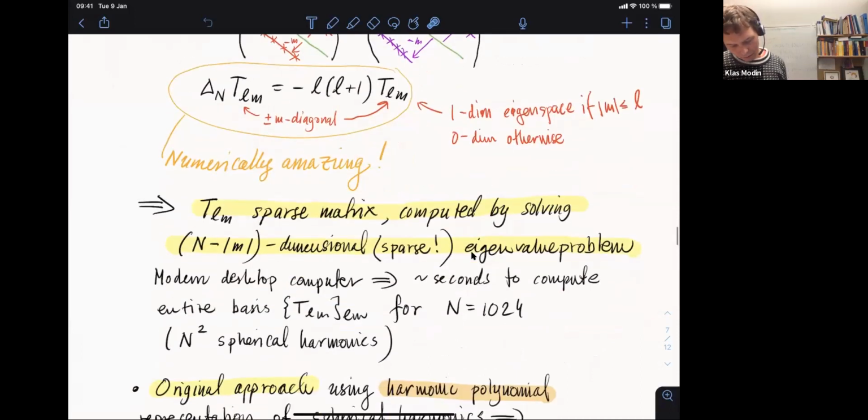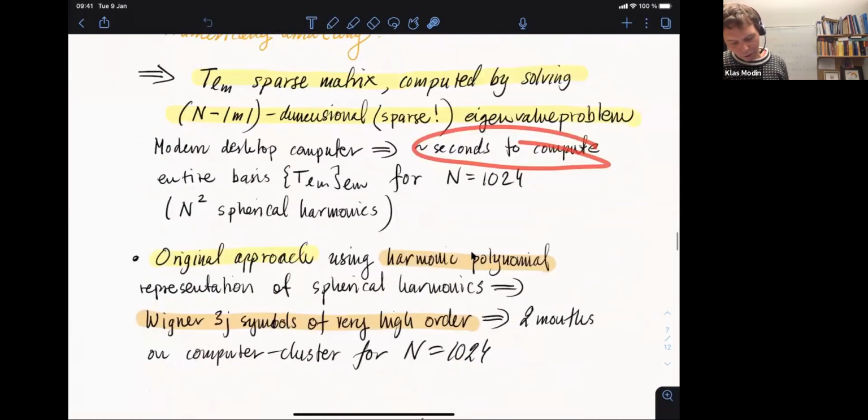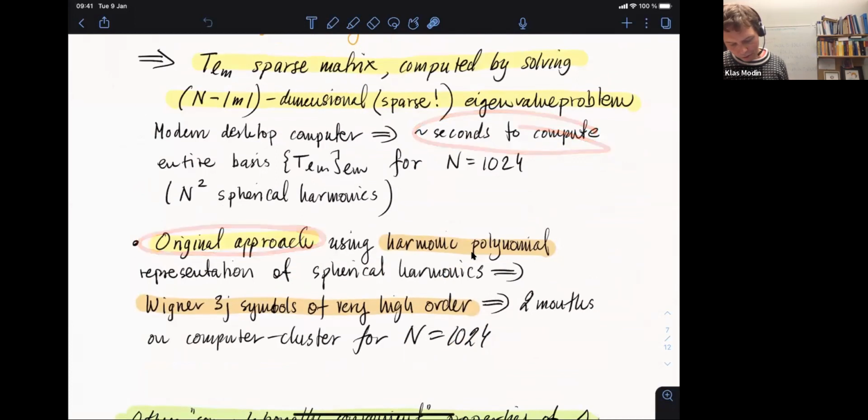So it's very fast. And if you're on a computer and you want to do this for n equal 1,000, it's a couple of seconds. With the original approach that Hoppe and Yau used, where you have these harmonic polynomials, you get explicit formulas for the TLM. So that's nice.